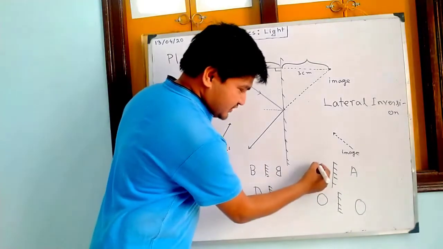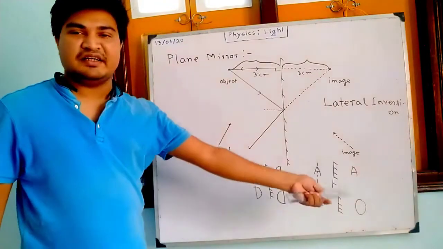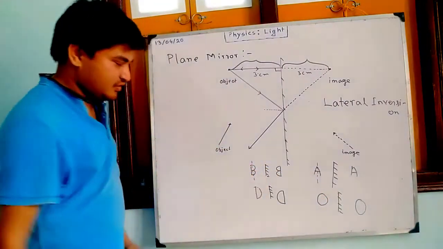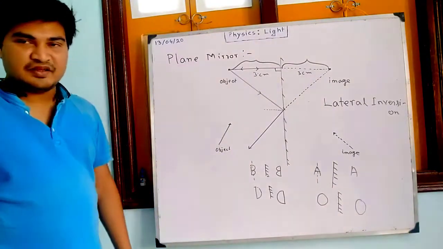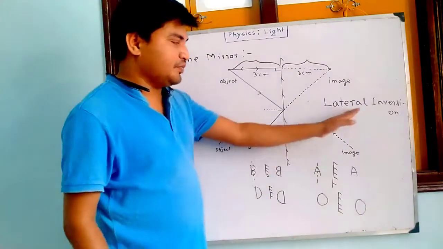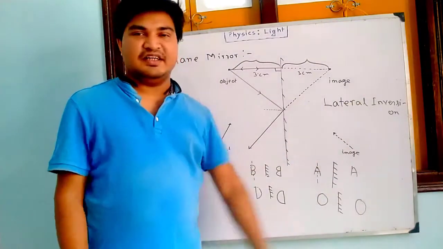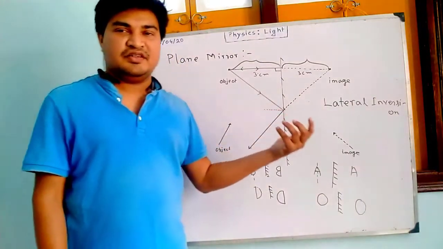And symmetrical means if I draw a central line, the right side looks similar to the left side. But if I draw a line here, the left side is not equal to the right side. Okay, so this property of the inversion of the side of the image with respect to the object is called lateral inversion. So these are the properties of the images formed by the plane mirror.